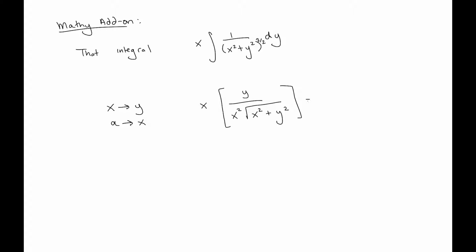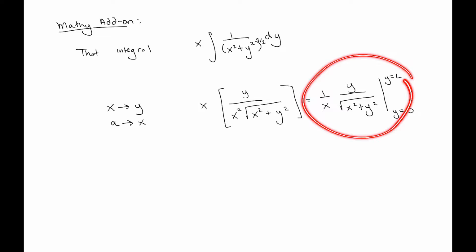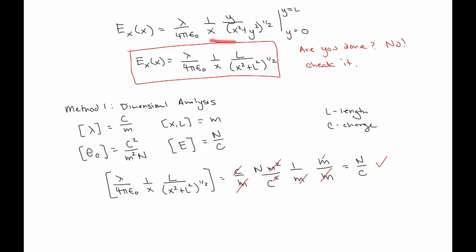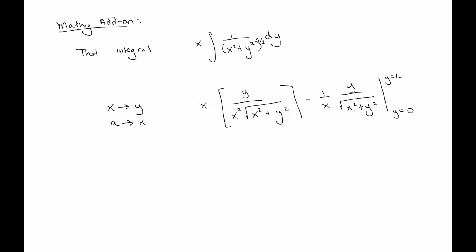And then that is equal to 1 over x, and then I got the y over x squared plus y squared. And remember, I got to take that from y equals L to y equals 0. Okay, so this hopefully shows you how I can use an integral table to get this here, okay? All right, so that's how I use the integral table. That's obviously an easy way to do it, and hopefully you guys have some familiarity with that from other classes.